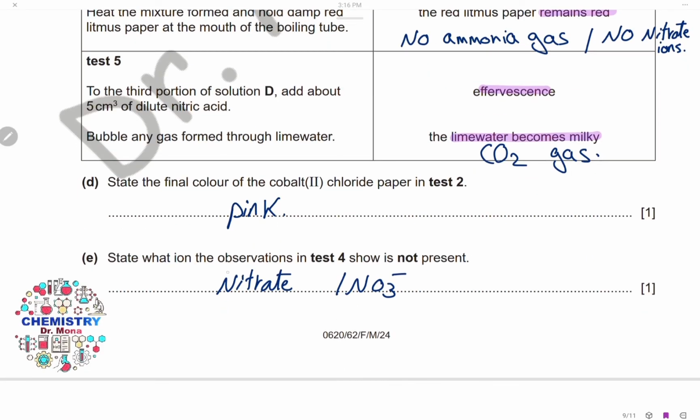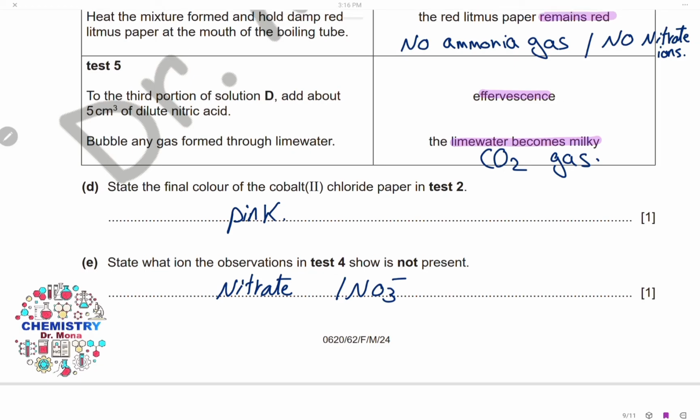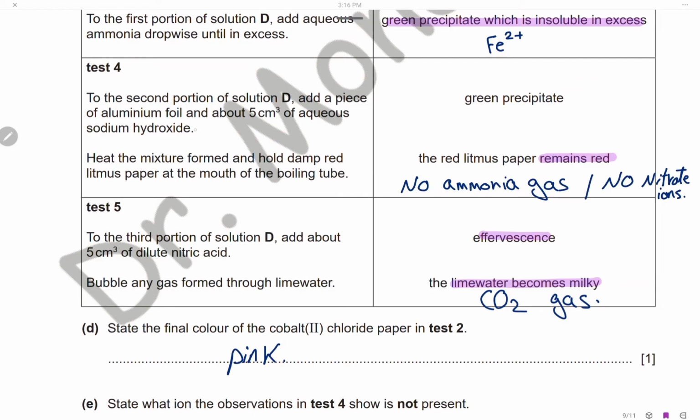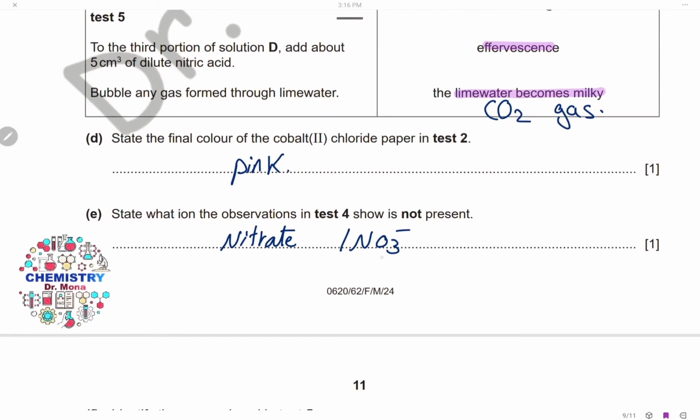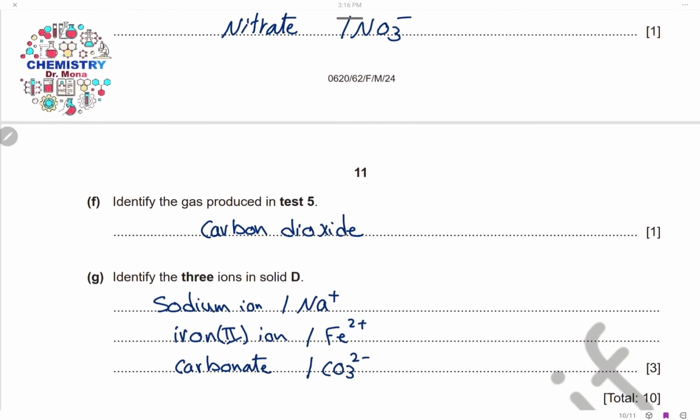State what ion the observation in test 4 shows is not present. Here in test 4, the test shows that we don't have nitrate ions because the color of the litmus paper doesn't change, so no ammonia gas is produced, so we don't have any nitrate ions. So test 4 shows that we don't have any nitrate ions.